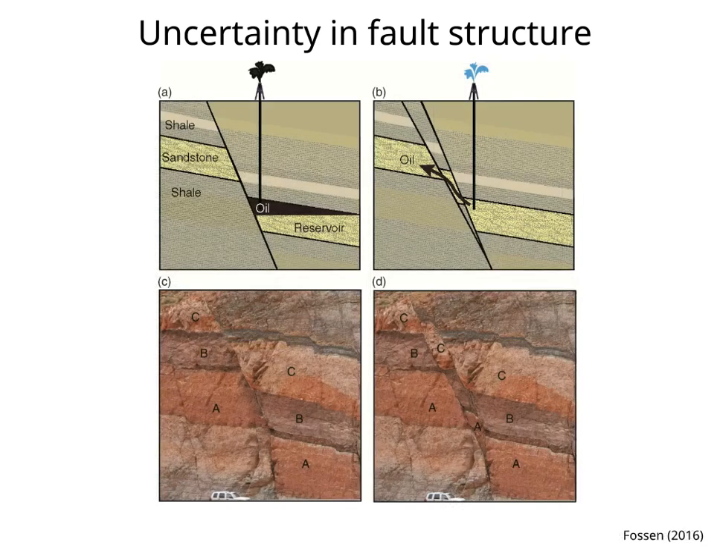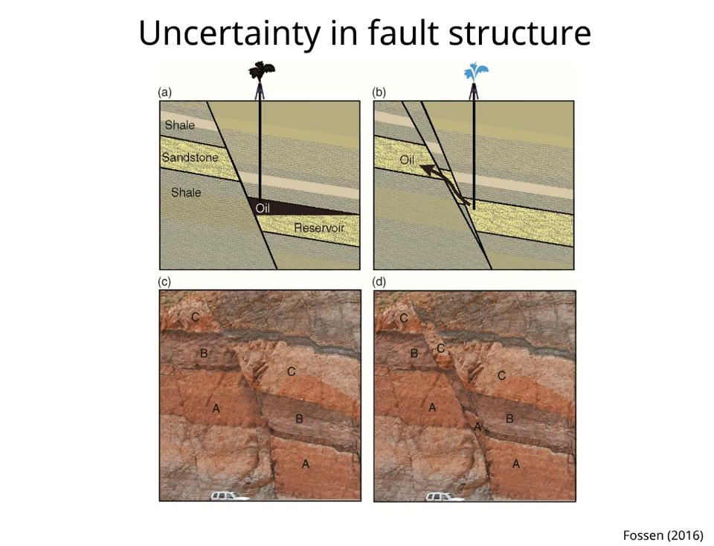This is also nicely illustrated by this figure. Figure D shows the actual fault structure as observed in outcrop. Figure C shows the modified fault structure for a single fault plane. C and D can be considered as possible interpretations of the fault on a seismic section.